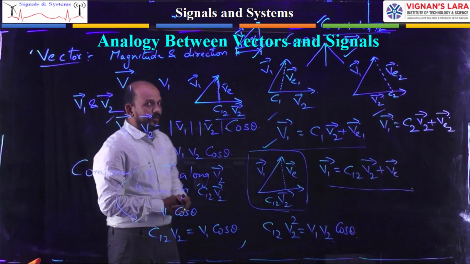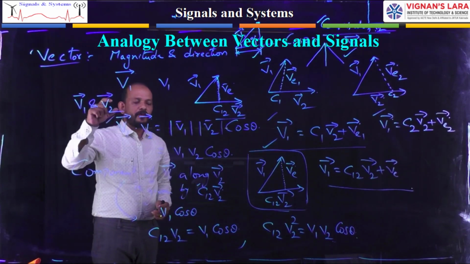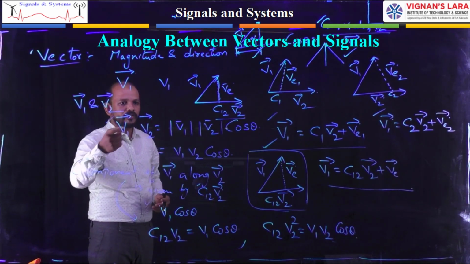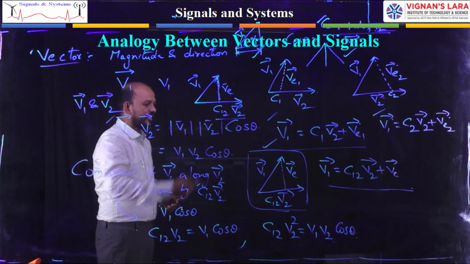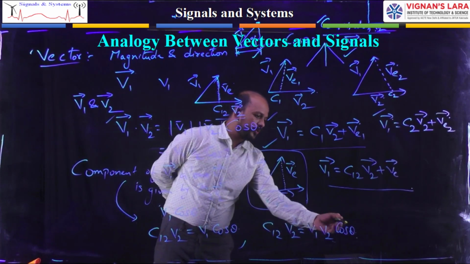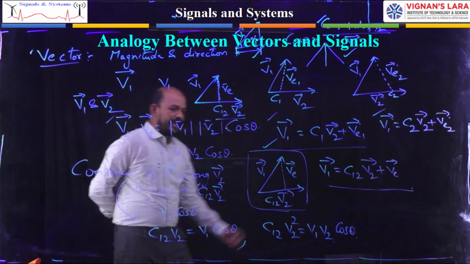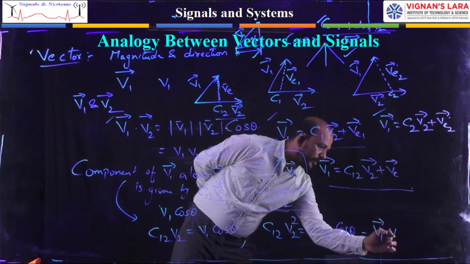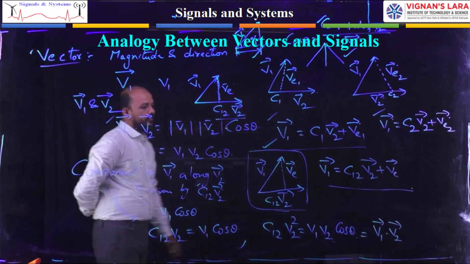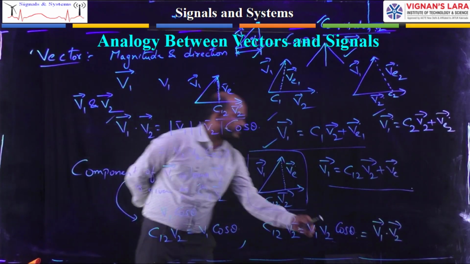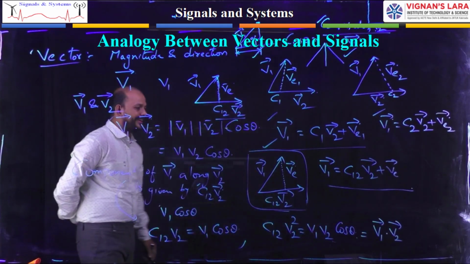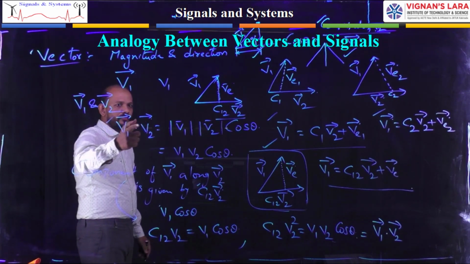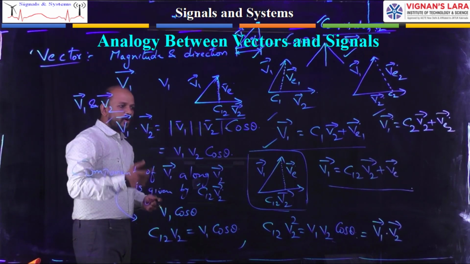Now, in the beginning of the class, I had given the formula for the dot product of two vectors. So here the two vectors are V1 and V2. The dot product of the two vectors is nothing but V1 V2 cos theta. So in place of V1 V2 cos theta, I can write V1 bar dot V2 bar, because the dot product of the two vectors, V1 bar dot V2 bar, will be equal to V1 V2 cos theta.